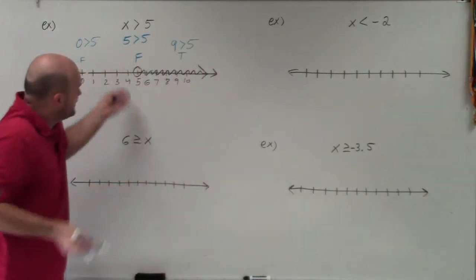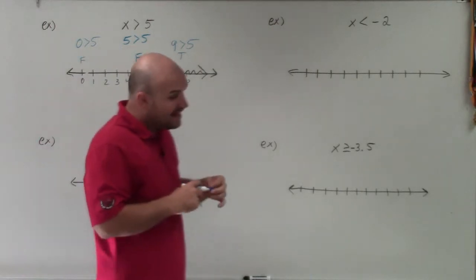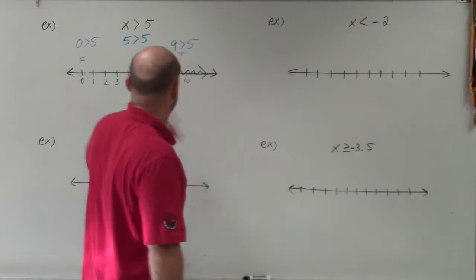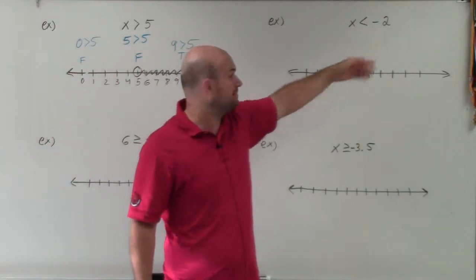And again, if you look at these numbers, all these numbers are greater than 5. A lot of students already quickly come up with the idea that, oh, if the arrow is pointing to the right, let's go to the right. Let's go ahead and see if that makes sense for this problem.